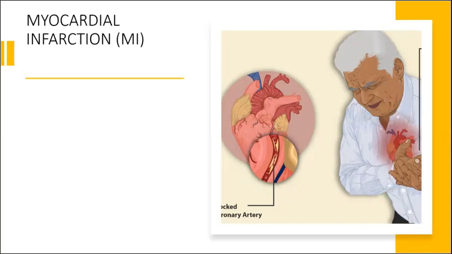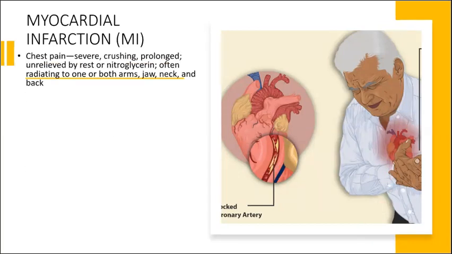As part of our assessment with this client, you can see how the patient is already in pain. So that's one thing you're going to see in this patient. It's going to be chest pain, severe crushing, prolonged substernal pain, and it will be unrelieved by rest or nitroglycerin. They would even tell you it's radiating to one or both arms, to their jaw, their neck, and even their back.